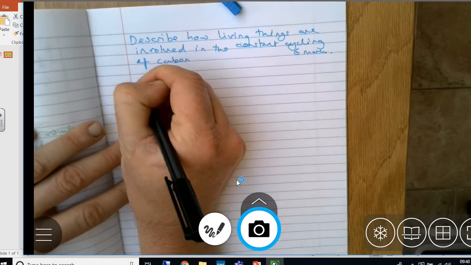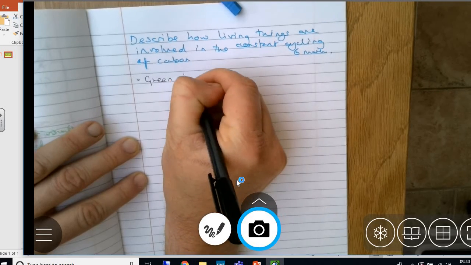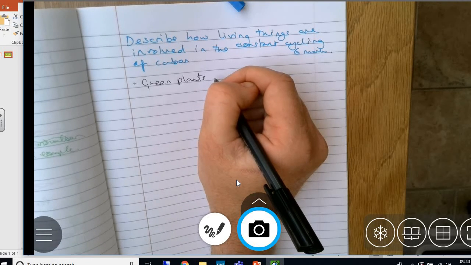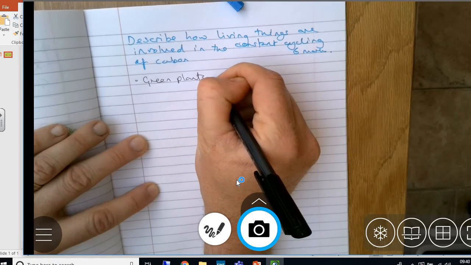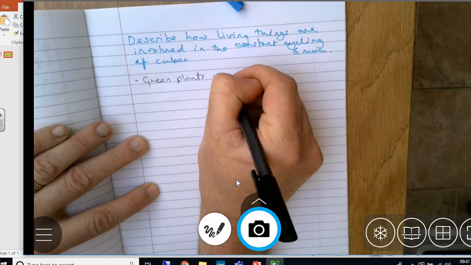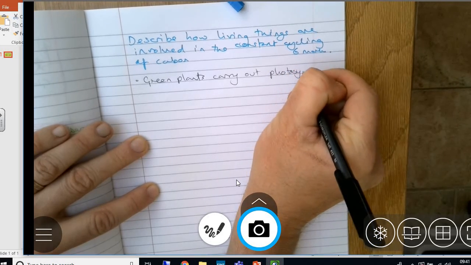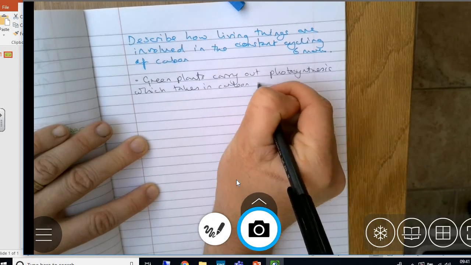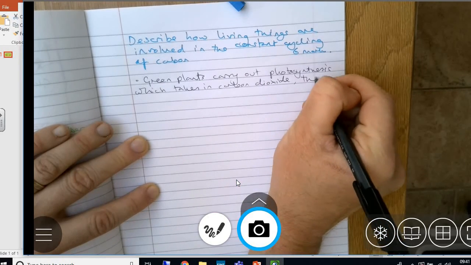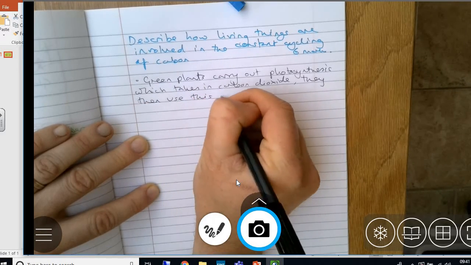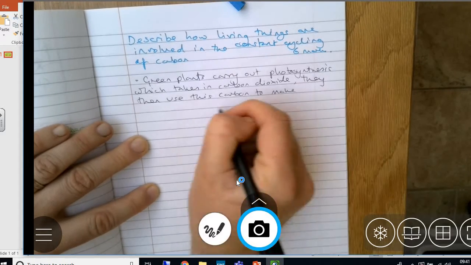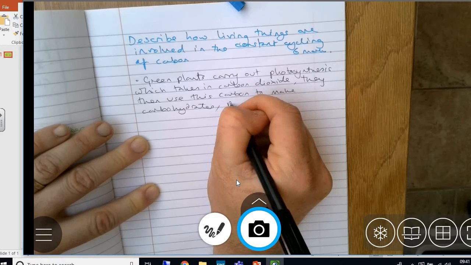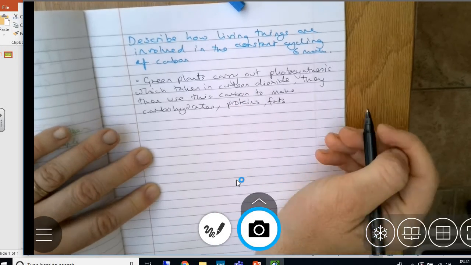So I'm going to say first of all, point 1, and remember I need to have my information organised clearly. I need to use good English. I don't need to write in full sentences, but I do need to use specialist terms. So I'm going to say green plants carry out photosynthesis, which takes in carbon dioxide. They then use this carbon to make carbohydrates, proteins, fats, anything else that I want to mention there.